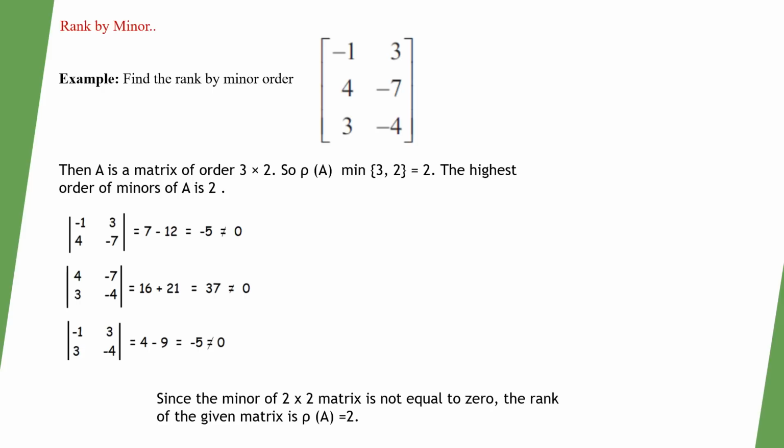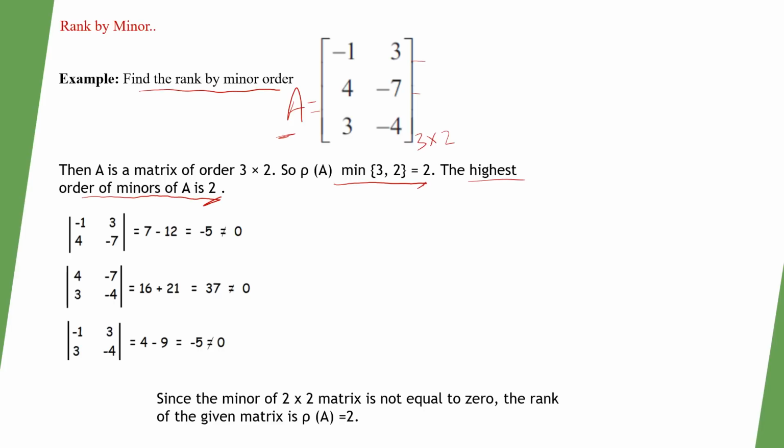So let's take an example to better understand. Find the rank of a matrix. Suppose we have a matrix A with rows minus 1, 3; 4, minus 7; 3, minus 4. This is of order 3 cross 2. We have 3 rows and 2 columns. First we have to check the highest minor order of that matrix A, and it can be the minimum of 3 and 2, that is 2. So the highest order of minors of A is 2, meaning we have to write 2 cross 2 minors.